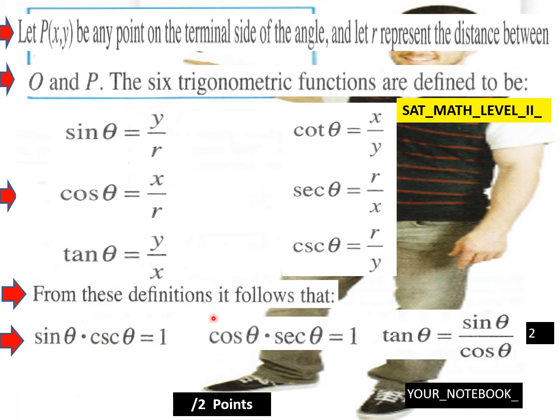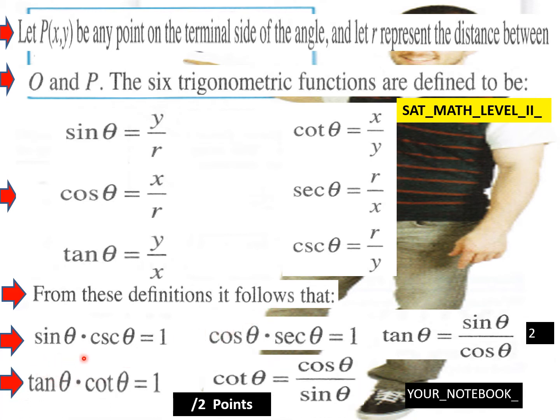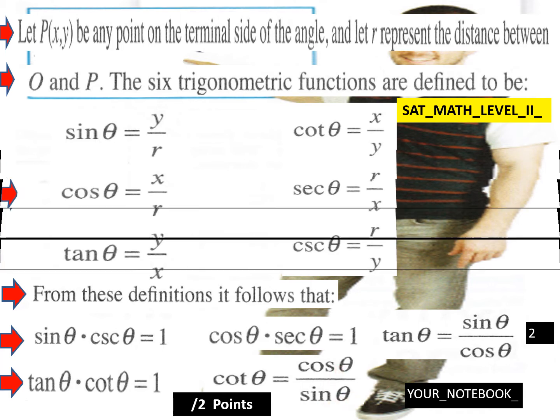From these definitions, it follows that sine theta times cosecant theta will equal 1. Cosine theta times secant theta will equal 1. Tan theta times cotan theta will equal 1. And cotan theta equals cosine theta over sine theta.